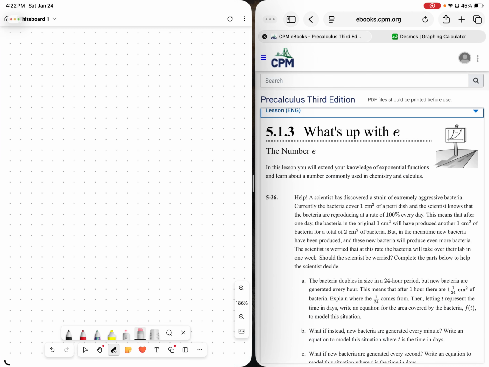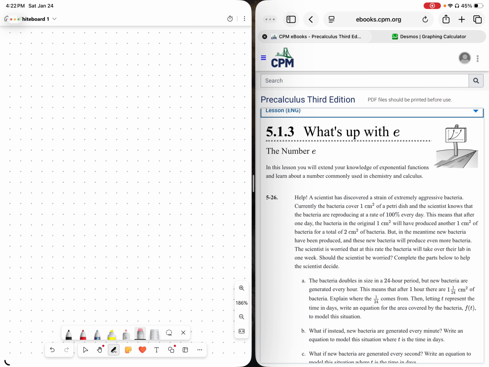Okay, let's look at lesson 513. What's up with E? It's a really neat number that occurs a lot in chemistry and calculus, just in nature in general. But let's discover this number and how it helps us and what it does with exponential functions.